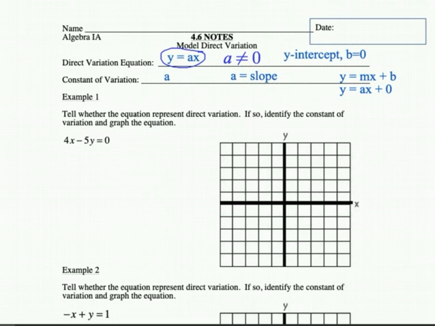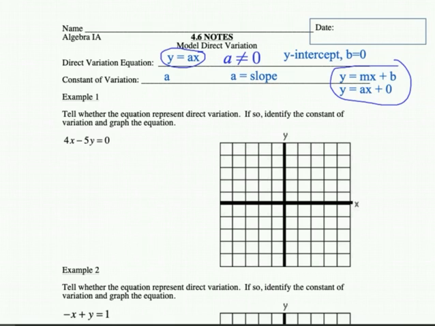Okay, so before we go on any further, I think it's a good idea that you make sure you have all of this information written down at the top of your notes. So let's go ahead and do example 1.